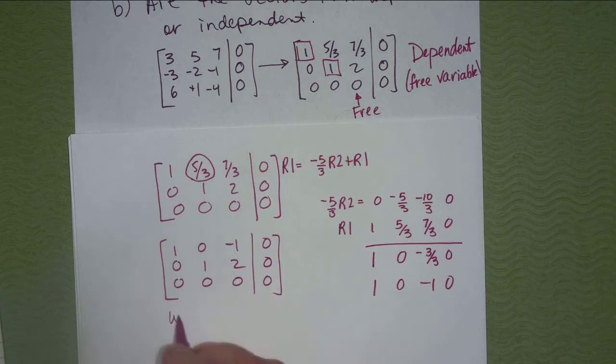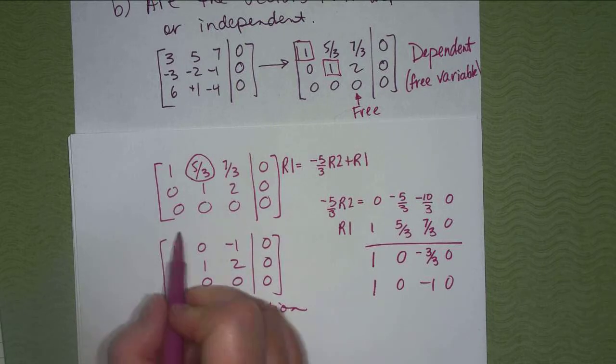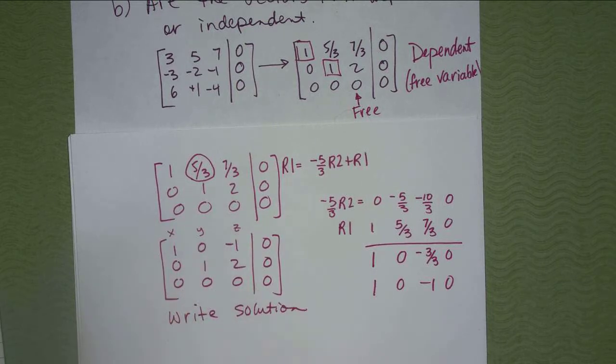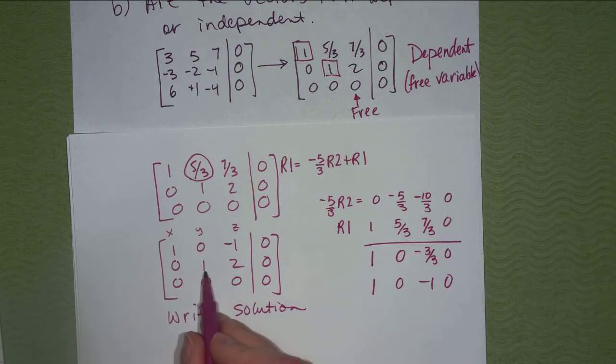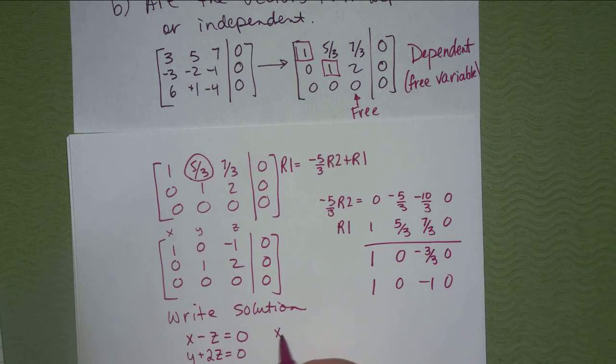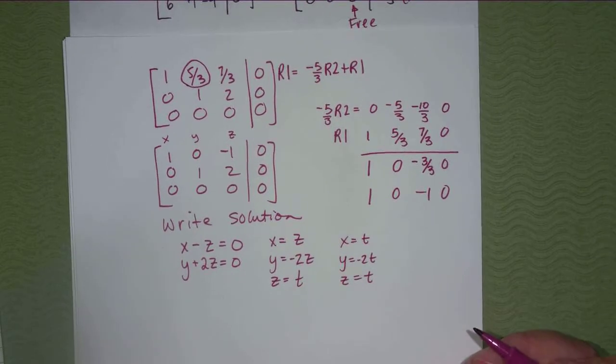So let's write the solution. You could have x, y, z, a, b, c, it doesn't matter what letters you have here. So x minus z equals 0. y plus 2z equals 0. So x equals z, y equals minus 2z, and z is, of course, free, so x equals t, y equals minus 2t, and z equals t. Does that make sense? All right, just writing our solution.